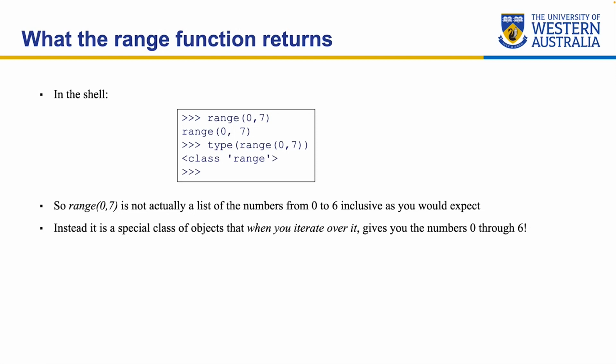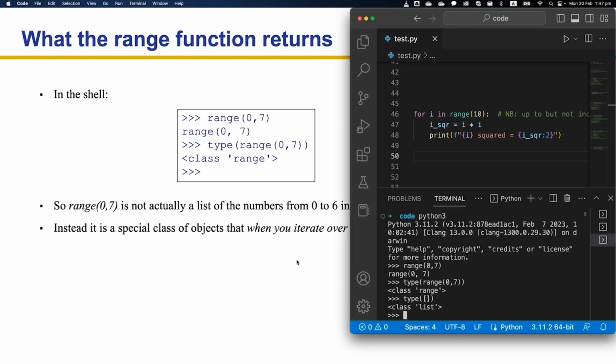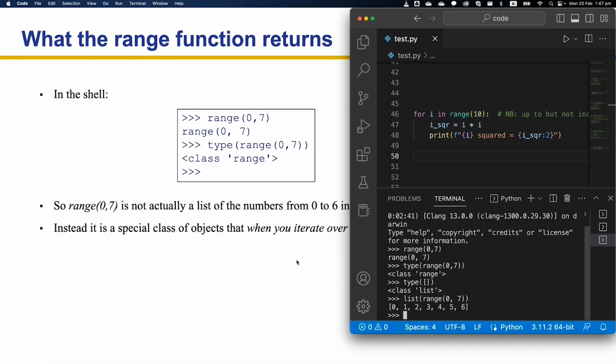It's not a list, it just happens to be a special class of objects that when you iterate over it, it gives you the numbers 0 through 6. You can easily convert it by casting it, list(range(0, 7)). So if you do need counting numbers as a list, you can use the range function, which returns a type range, but you then cast it to a list, which will convert it for you as a list.